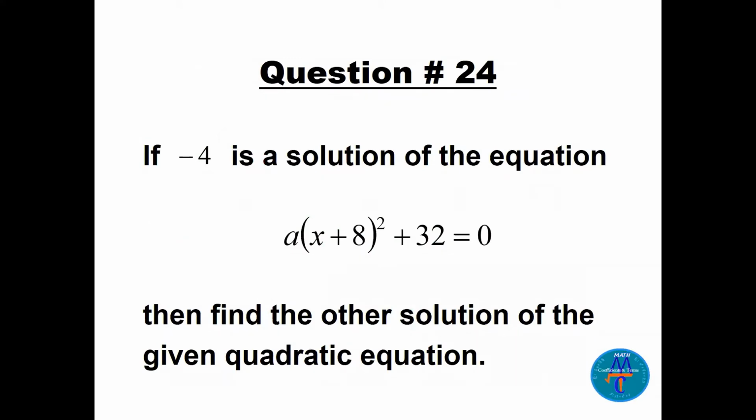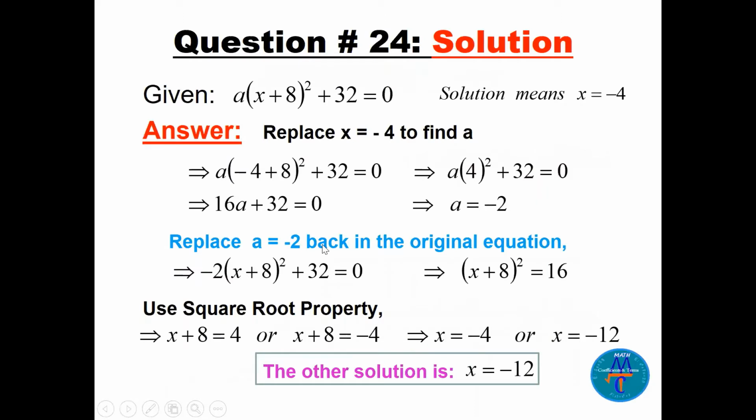Question 24. Not difficult. If minus 4 is a solution of the equation a(x plus 8) all squared plus 32, find the other solution. So a is a variable here, and x is also a variable. But since we say minus 4 is the solution, it goes directly in for x. So minus 4 plus 8, squared. Simplify all these numbers, plus 32 is equal to 0, so a will be minus 2.